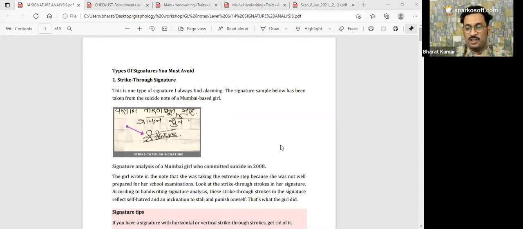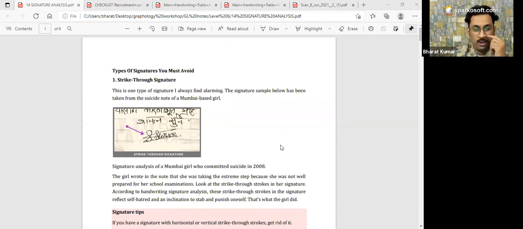So, signature analysis of the Mumbai girl who committed suicide in 2008. The girl wrote a note that she was taking the extreme step because she was not well prepared for the examination. She had this kind of signature, and it is observed. The forensics department generally analyzes these kinds of things, and according to the forensic report, most suicide cases have this kind of cut in the signature. So if any client has this kind of cut, if you are using this kind of cut in your signature, please remove it today at once.